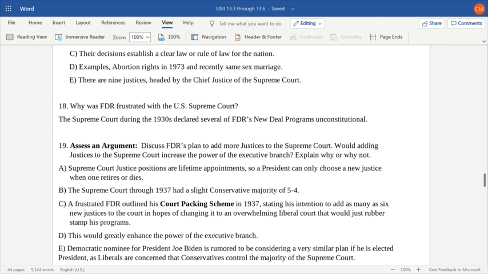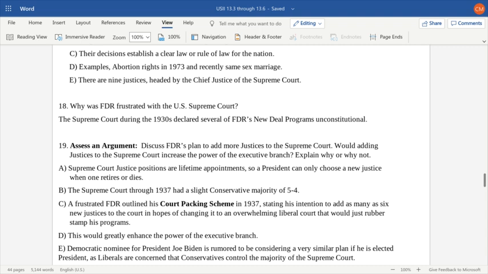Number 19, assess an argument, one in which you can have your own opinion and go on both sides here: Franklin Roosevelt's plan to add more justices to the Supreme Court. Since Supreme Court positions are lifetime positions, Roosevelt said, well, there are too many conservatives on there messing up my plans. So what we'll do is add as many as 6 additional Supreme Court justices, all of whom would be liberal.